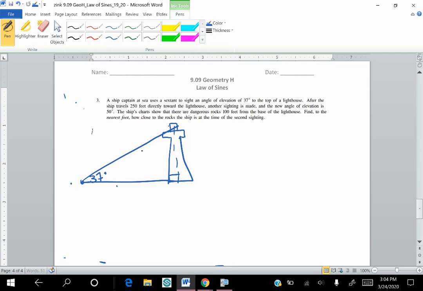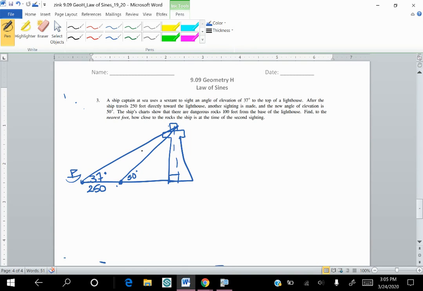Then our ship, which is over here, travels 250 feet directly towards the lighthouse. So we stop there and we make another sighting. So we've gone 250 feet, and the new angle of elevation is now 50 degrees. So we're closer. Think about the movie screen at the movie theater. When you're far back, you don't have to lift your head as high. But as you get closer to the screen, you're going to have to look up higher.